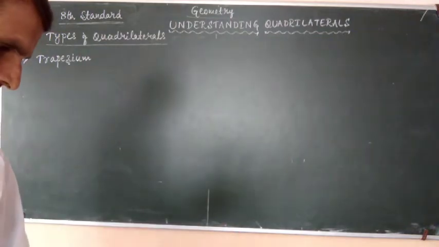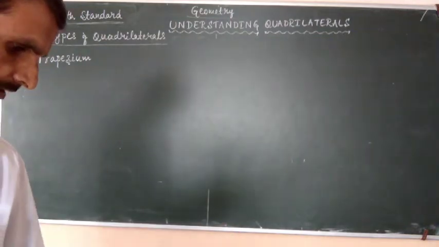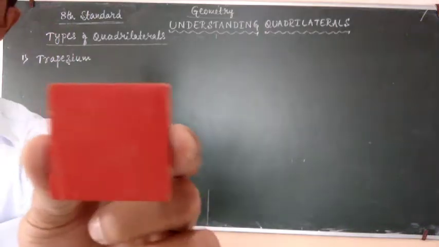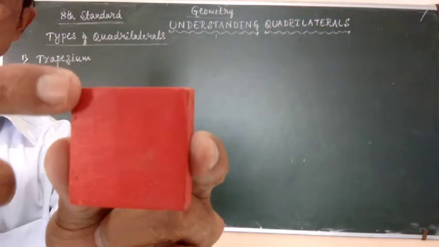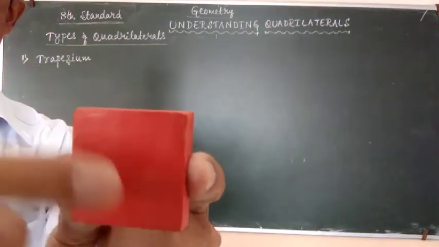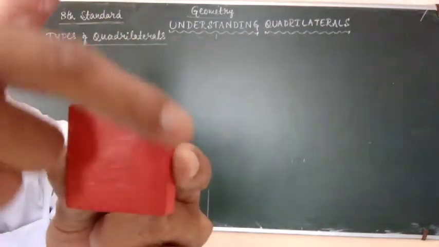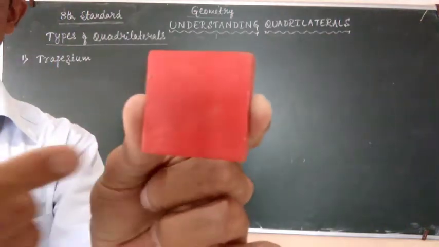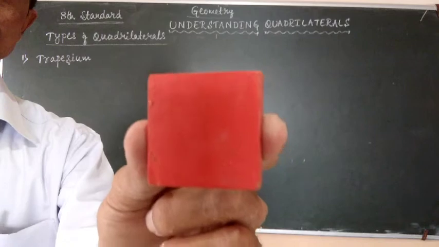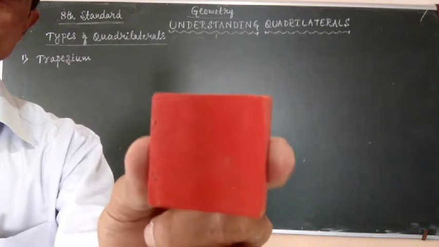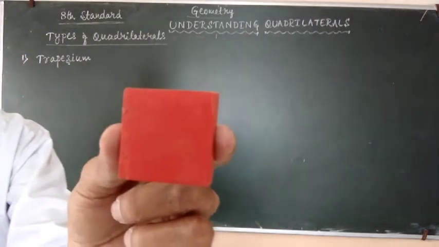Okay. Next, what do you call this solid? Yes, in this solid all the 4 sides are equal. So what do you call this solid? Yes, it is a square.